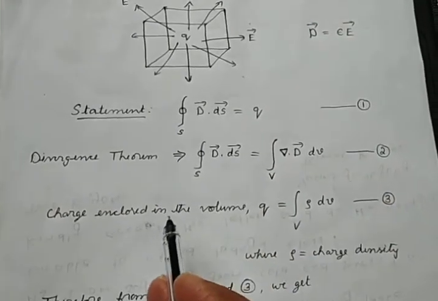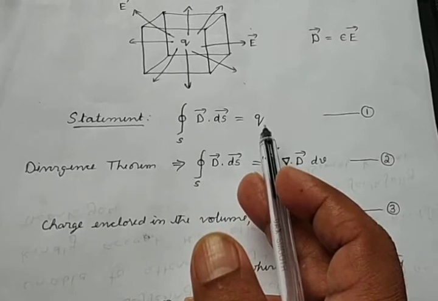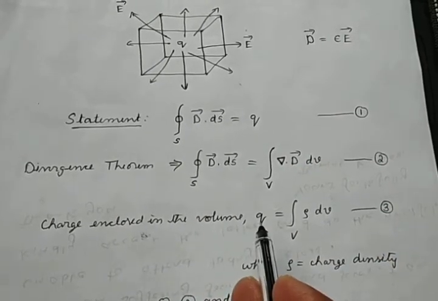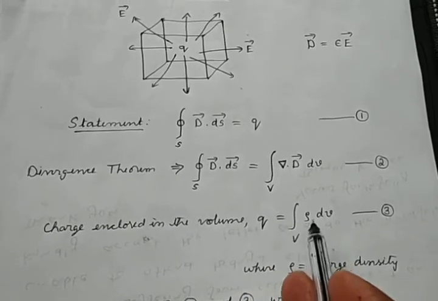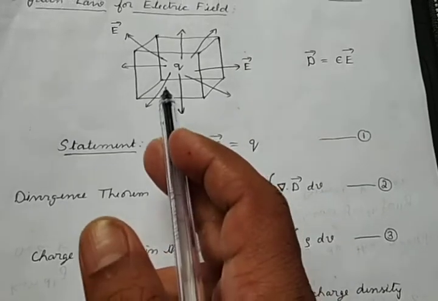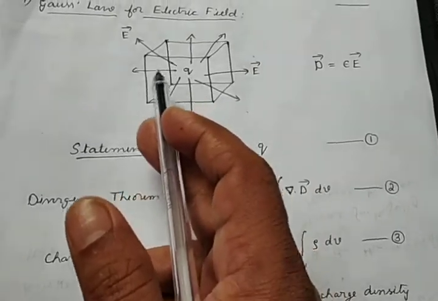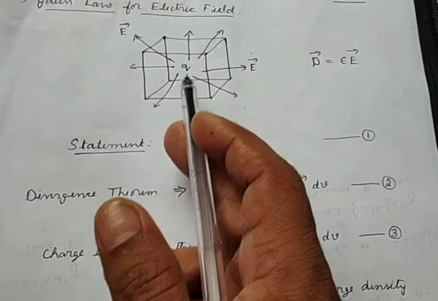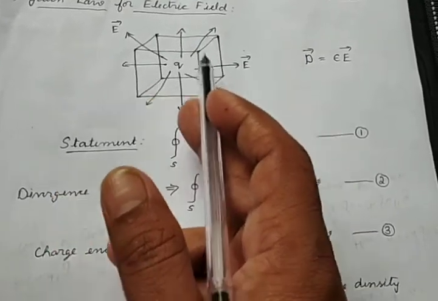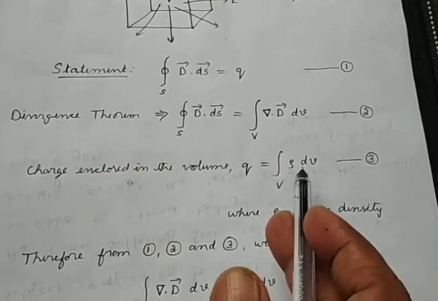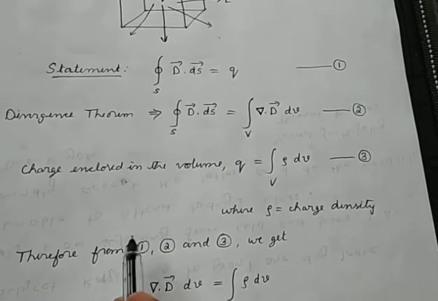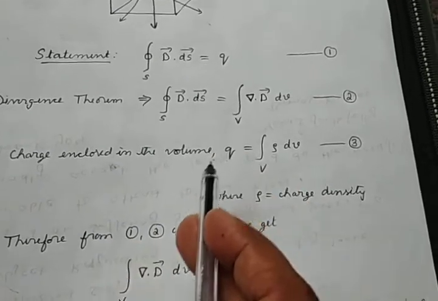Now the charge enclosed in the closed surface can be written as q equal to the volume integral of rho dv. Rho is the charge density. Let's say we know the charge density within this volume. Then the total charge q is nothing but the integral of the charge density all over this volume. So the volume integral of rho dv is q. Now therefore we can rewrite equation 1 using equations 2 and 3 like this.